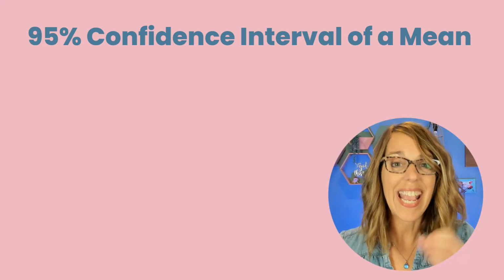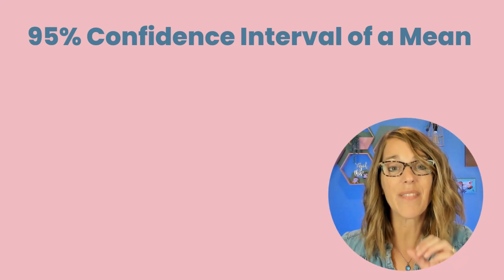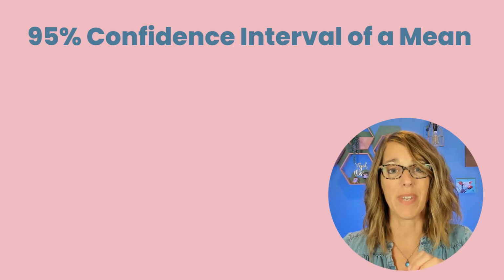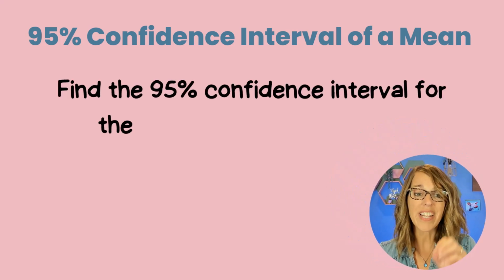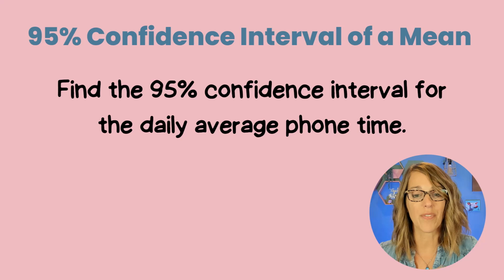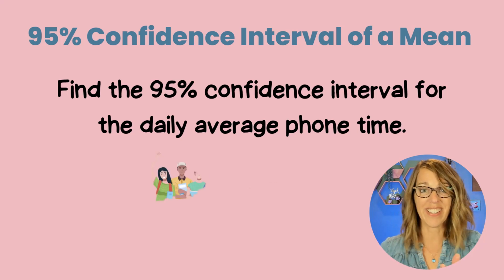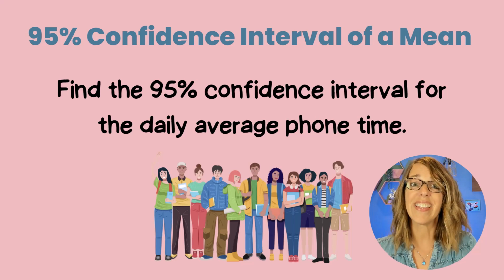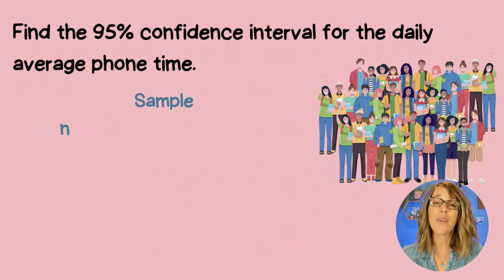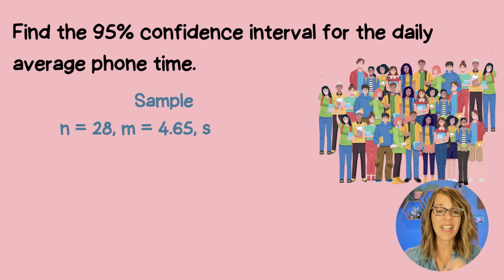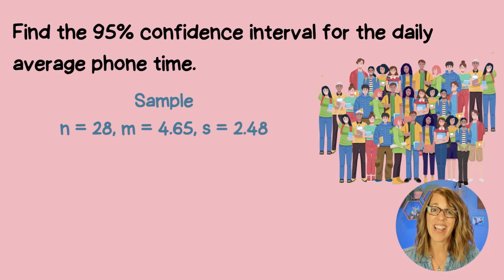Let's compute and make sense of the 95% confidence interval of the mean. Here's our goal. We want to find the 95% confidence interval for the daily average phone time. Now, I surveyed my students, and those students had these results. There were 28 of them with a mean of 4.65 hours and a standard deviation of 2.48.